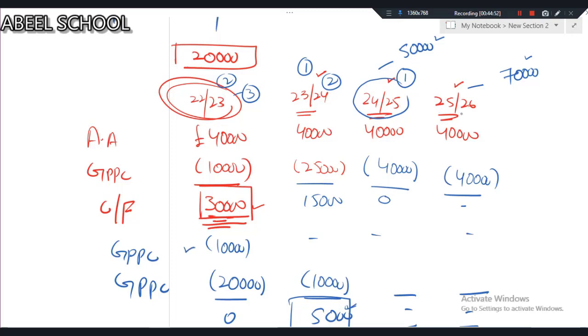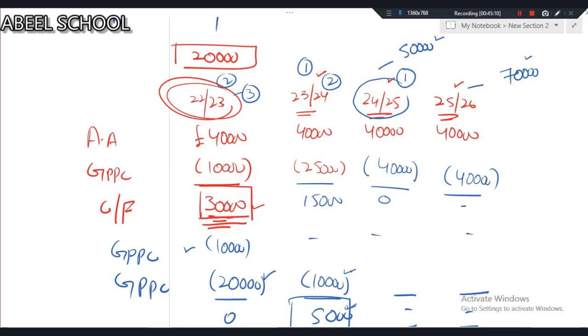In 25-26, the examiner has said, let's say this individual has contributed 70,000 gross. First 40,000 is set off against 25-26. The remaining 30,000 will be used against the unused limit of the previous three tax years on FIFO basis. And this is how I use that 30,000.